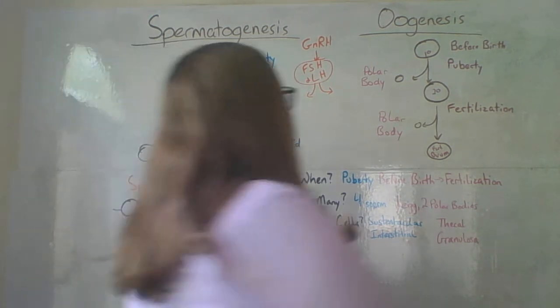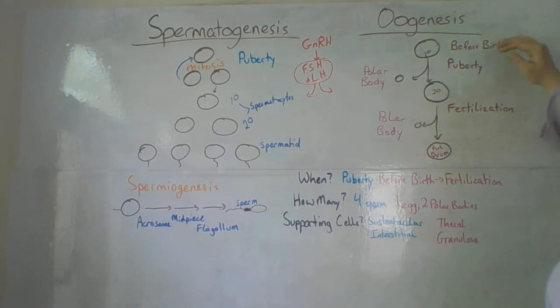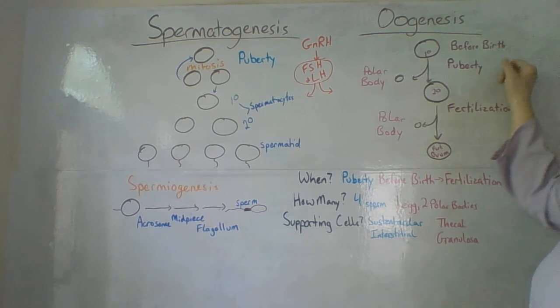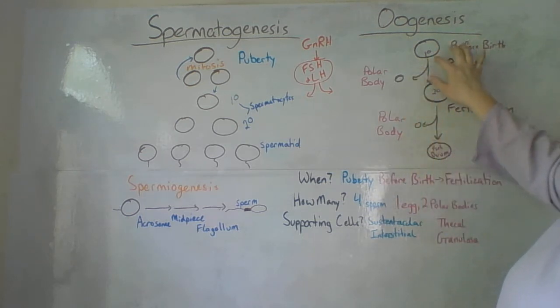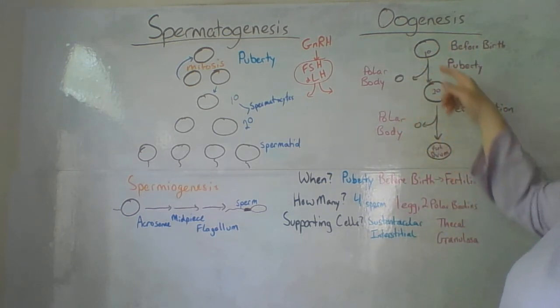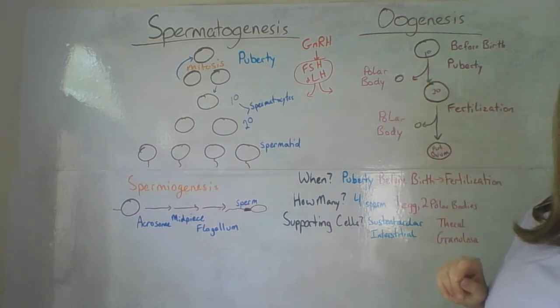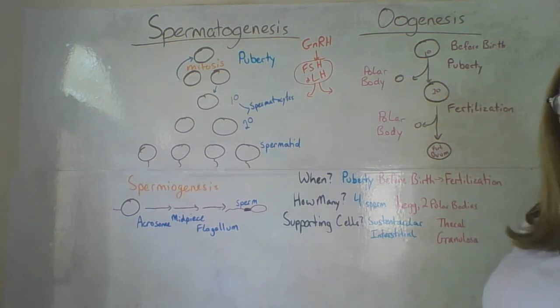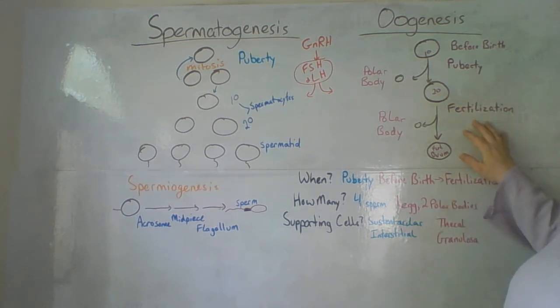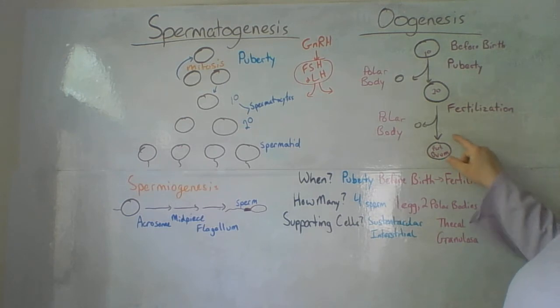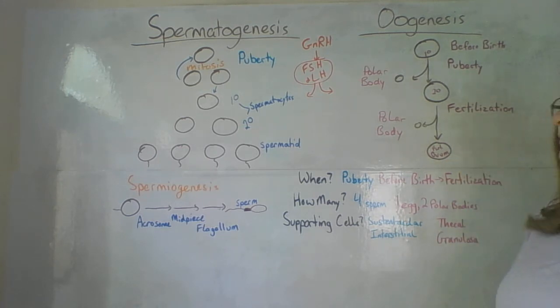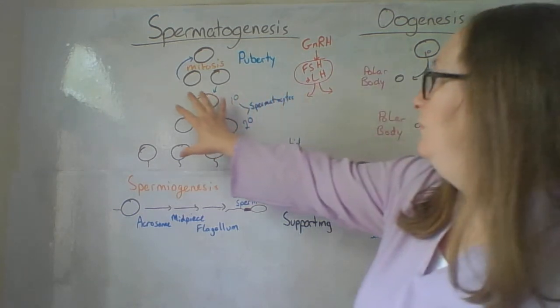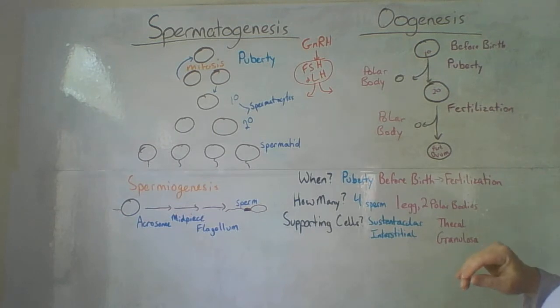All right. In oogenesis, if you remember, we have the oogonium before birth. At puberty, we're going to have a primary oocyte. It's going to undergo meiosis 1, and it'll be a secondary oocyte. If fertilization occurs, it will complete meiosis 2, and we'll have a fertilized ovum. Quite different from spermatogenesis, right? So when is it taking place?